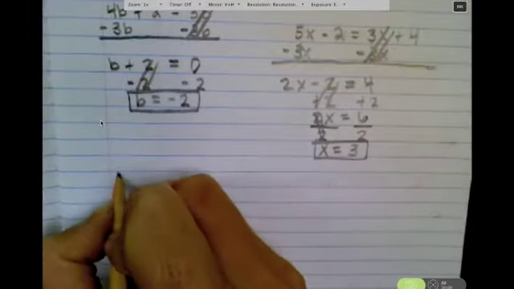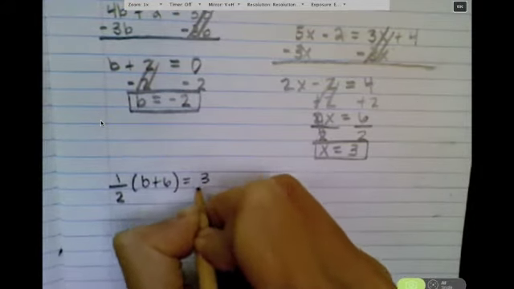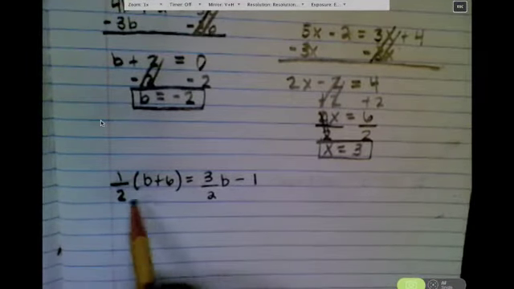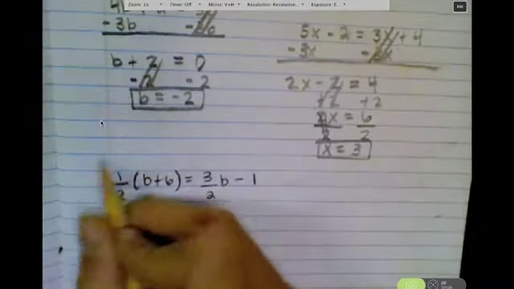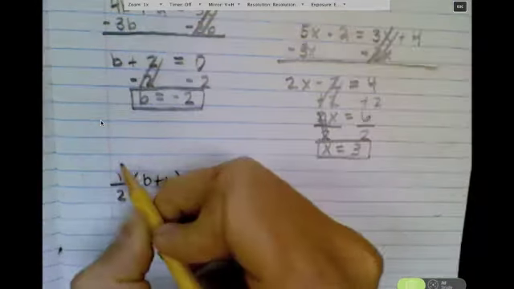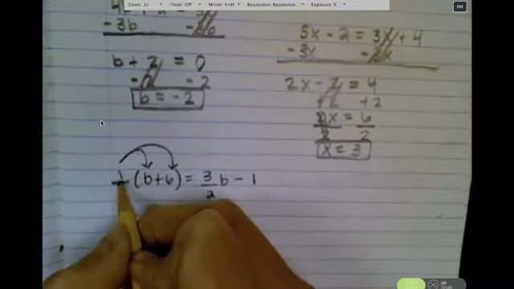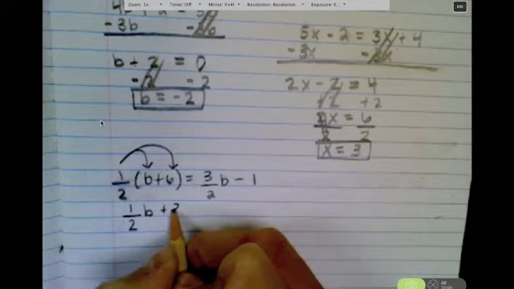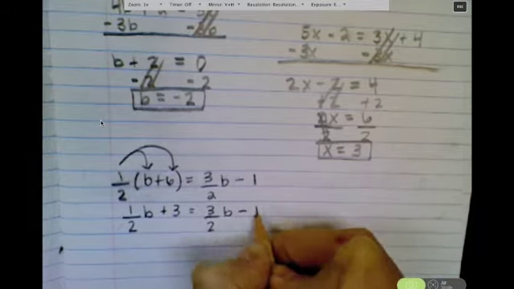Here's another example. 1/2 multiplied by (b plus 6) is equal to 3/2 b minus 1. So in this example, before you start moving around the variables to collect them all on one side of the equal sign, you want to simplify first. Always simplify first. So I have an opportunity to simplify on the left side. I can distribute the 1/2 to the b and to the 6. So 1/2 times b is just 1/2 b. 1/2 times 6 is 3. So now I have 1/2 b plus 3 equals 3/2 b minus 1.